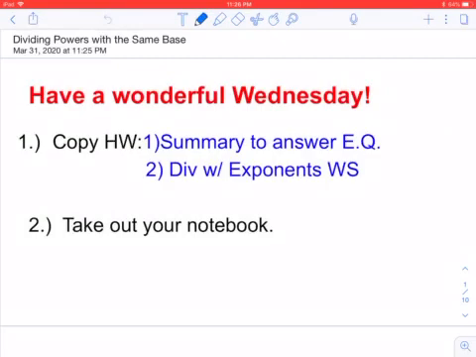So today's assignment is the summary to the EQ and then also the dividing with exponents worksheet. I'll call it a worksheet even though I'm not printing it, but you know what I mean. It's a practice page there.